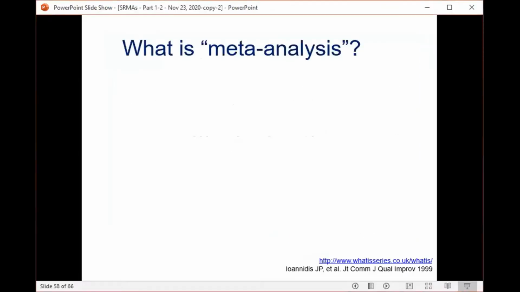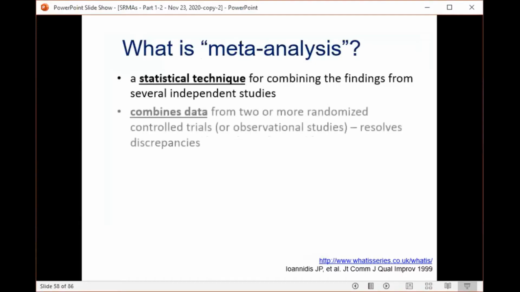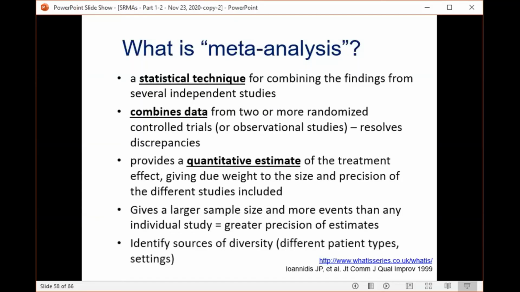Now let's consider, what is a meta-analysis? A meta-analysis is a statistical technique for combining the findings from several independent studies to resolve discrepancies and provide a quantitative estimate of the treatment effect. It gives a larger sample size than any individual study, allowing for greater precision of estimates as well as identifying sources of diversity.